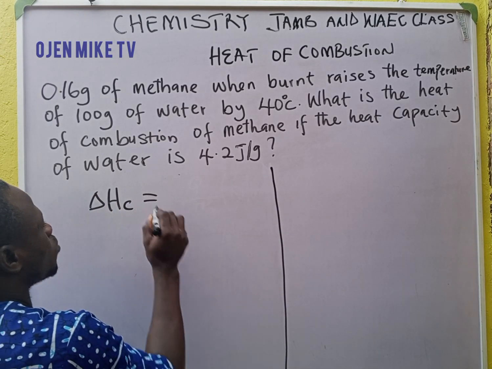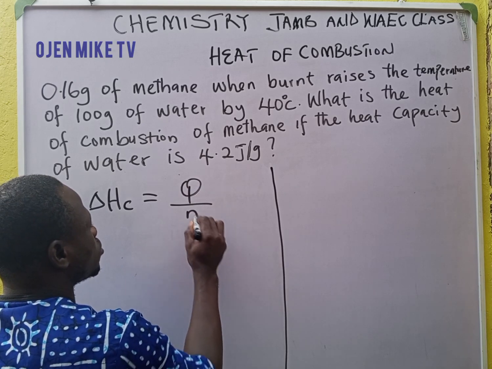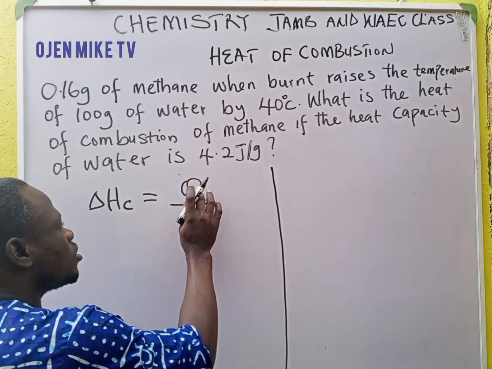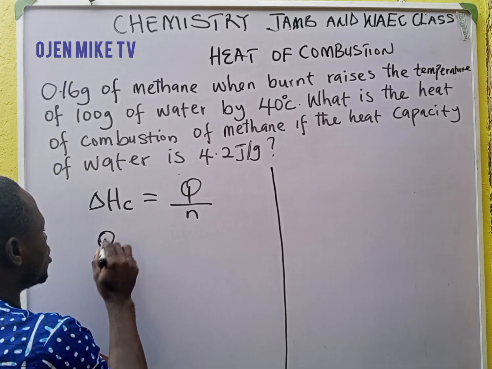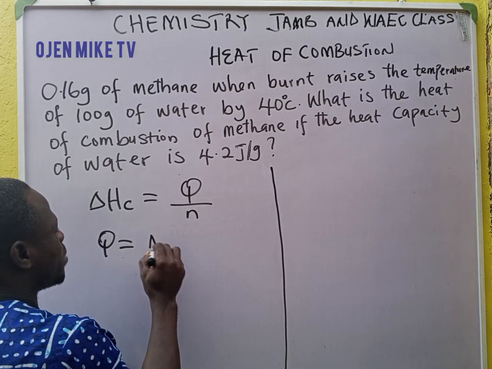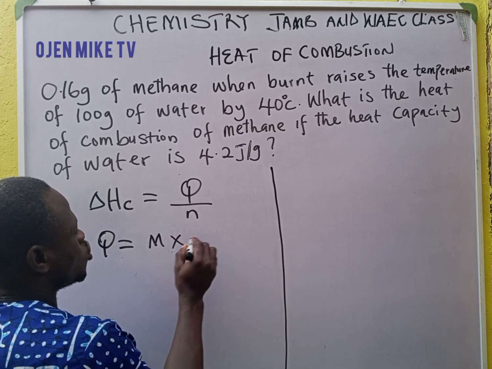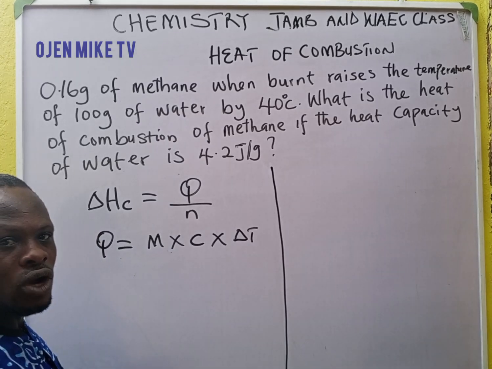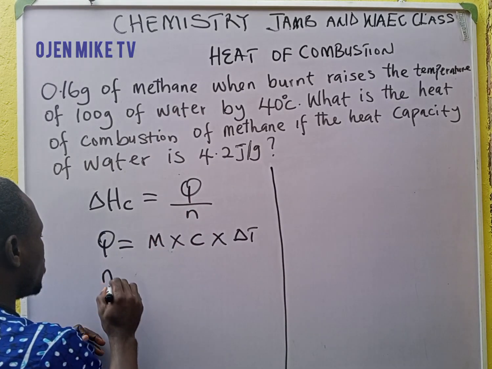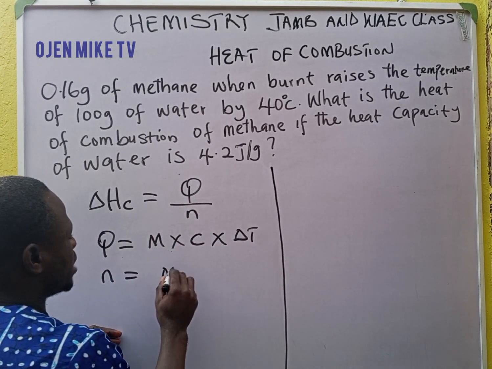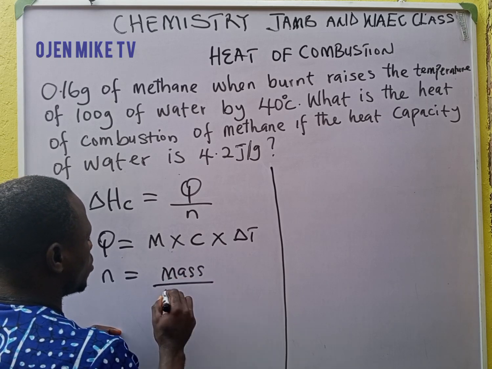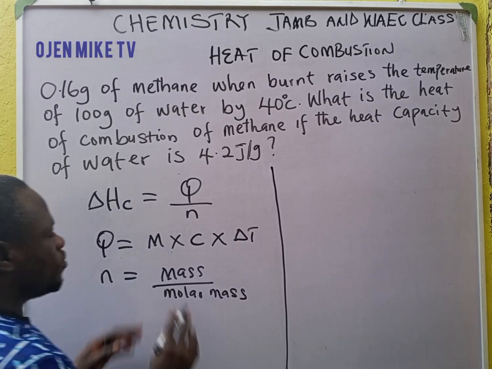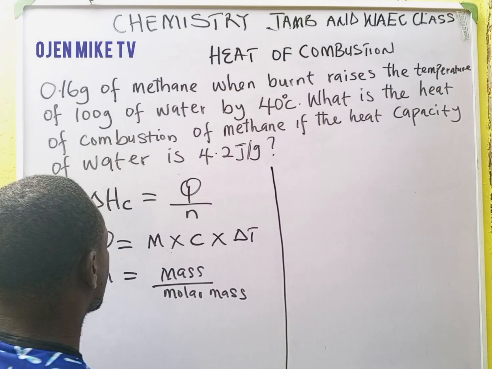Heat of combustion is equal to heat release over number of moles. Heat release has its own formula: heat release is equal to mass times specific heat capacity times change in temperature. And the number of moles is mass over molar mass. If you get this formula, you are done with your calculation.